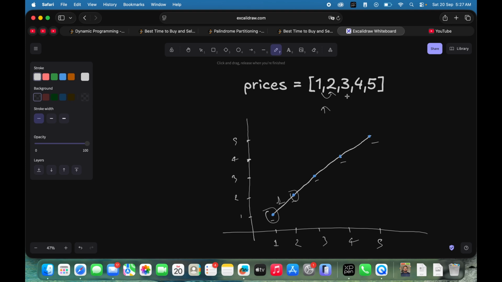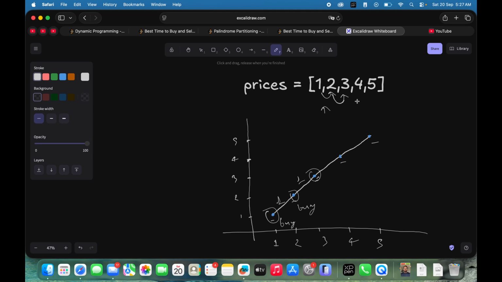Then I will again check, is this day's price greater than or less than the next day's price? So I can see that the 2 is less than 3, right? So it means I can again buy on this day. So this is buy. I can again buy on this day, right? And then on the third day I can sell. So I will again sell here.